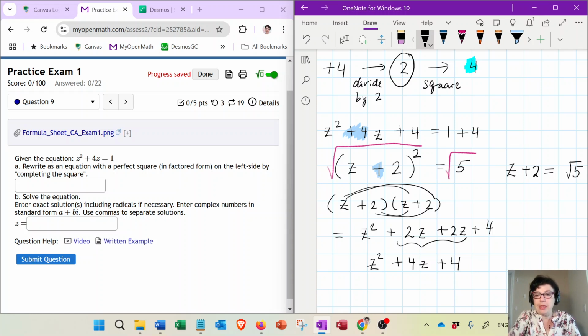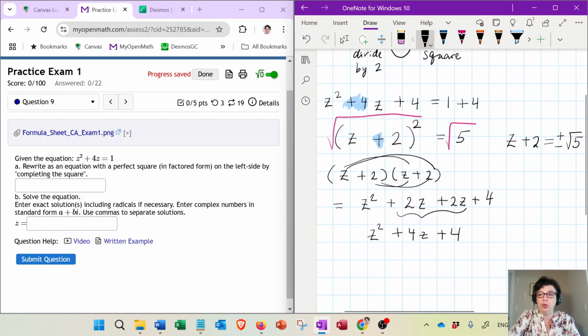Now, that would be correct, but that would only give you one solution. There is actually another solution. It turns out that when you square the square root of 5, that's going to give you 5. But also when you square negative square root of 5, that's also going to give you 5. So there are two solutions here: plus square root of 5 and minus square root of 5. You got two of them.